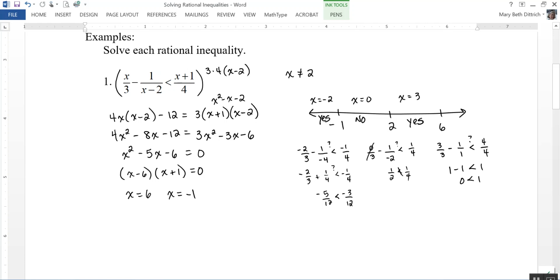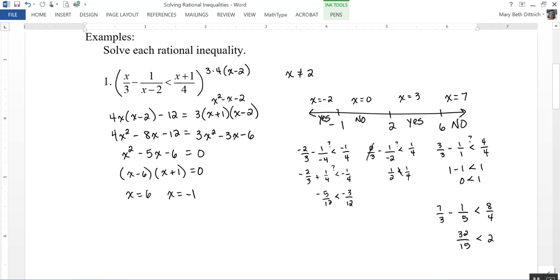So this interval works. And my last interval, x is greater than 6, I'm going to choose x equals 7. And plugging 7 into there, I get 7 over 3 minus 1 over 7 minus 2 is 5. Is that less than 7 plus 1 is 8 over 4? Is 32 over 15, I kind of went ahead there, is that less than 2? Actually, 32 over 16 would be equal to, or better to look at it, 30 over 15 would be equal to 2, so that does not work.